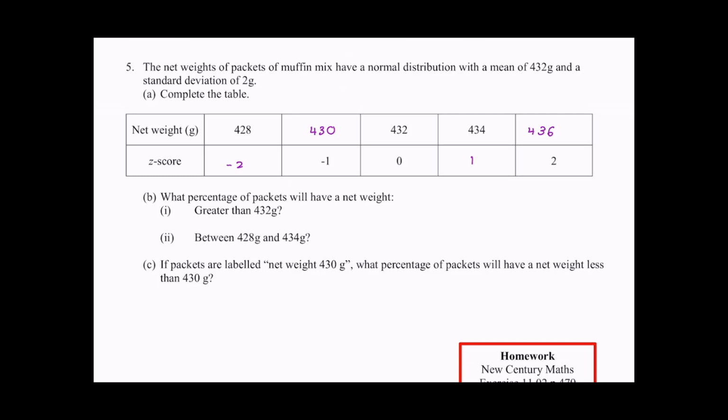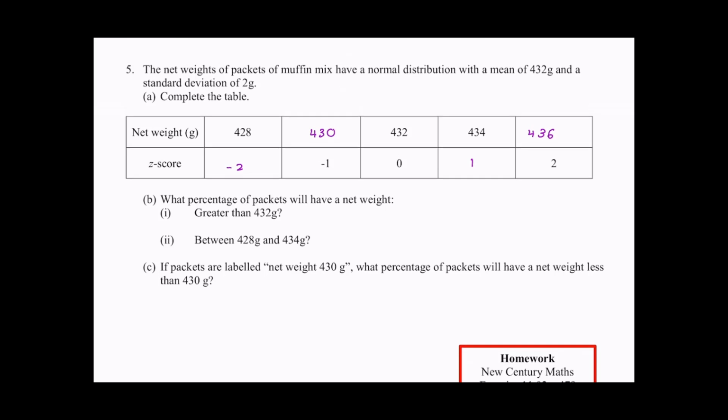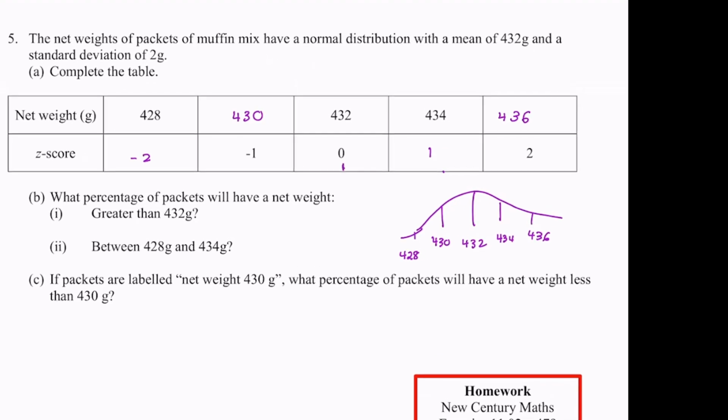So all we're doing is using that same formula, the same way we've just used it forwards and backwards. So part B says, what percentage of packets will have a net weight greater than 432 grams? Well, this table, because we've got our z-score of 0, 1 and 2, is really just my normal distribution. So I have 432, one standard deviation above, or a z-score, is 434, 436, and then going the other way, I've got 430 and 428. So the question says, what percentage of packets will have a net weight greater than 432? Well, if 432 is my middle and the normal distribution is symmetrical, that must be all of these scores here, which must be 50% of the scores.